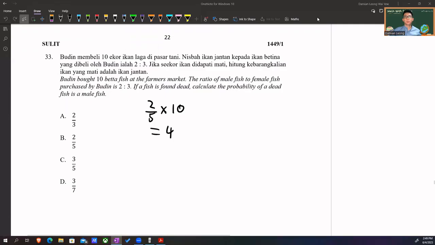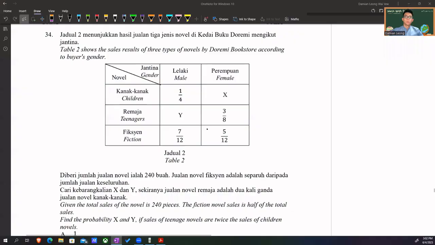Let's see. Basically, one dead fish is found. So it's basically the probability of getting a male fish, which is actually 2 over 5. I don't even need to count the number of male fish. It's 2 out of the total ratio. So the answer would be B.